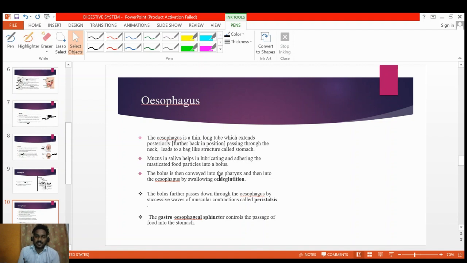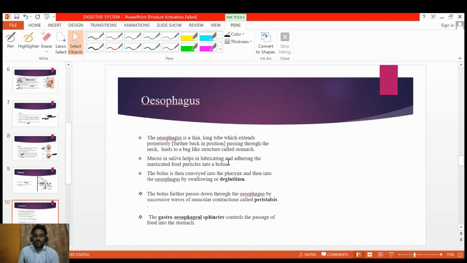Next, we can see the mucus in saliva, which plays an important role here. After the food is masticated, it lubricates the food, forming the bolus. As the bolus is formed, it is conveyed to the pharynx region, and from the pharynx it reaches the esophagus safely by swallowing or deglutination.